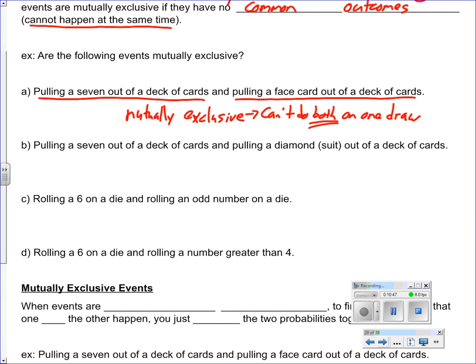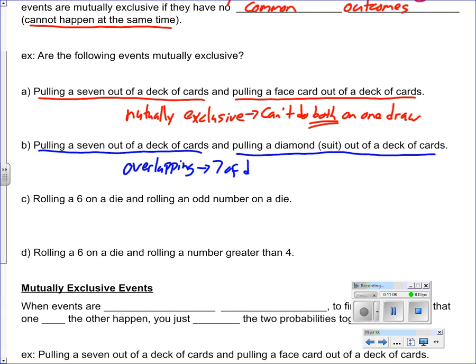Look at the second one, pulling a 7 out of a deck of cards and pulling a card that's a suit of diamonds out of a deck of cards. This one is overlapping. The reason it's overlapping is we could pull out the 7 of diamonds. This card is both a 7 and a diamond. So you can do both at the same time, so it's overlapping.